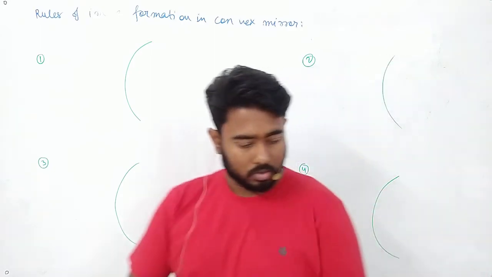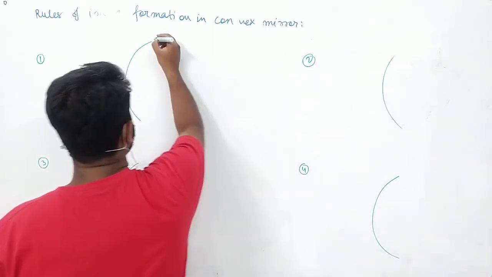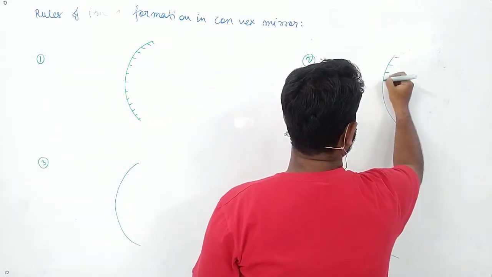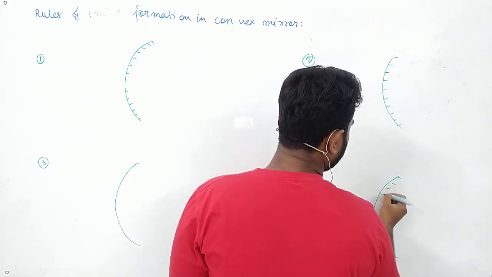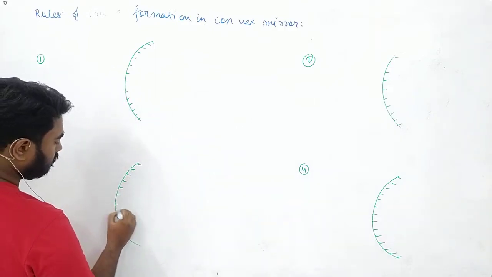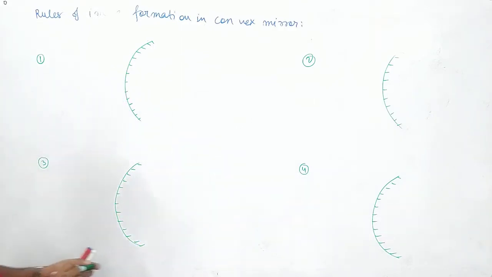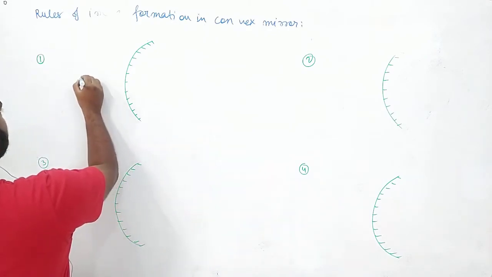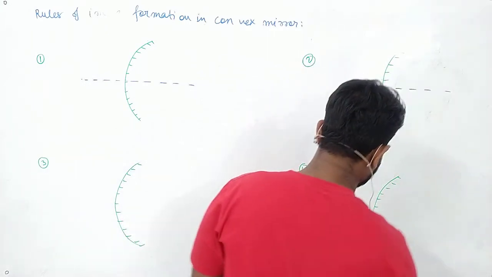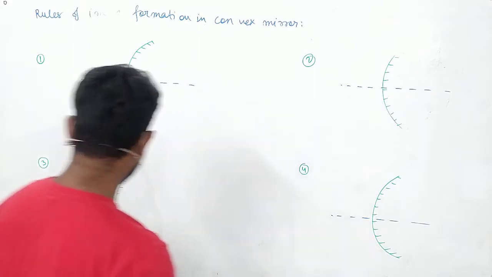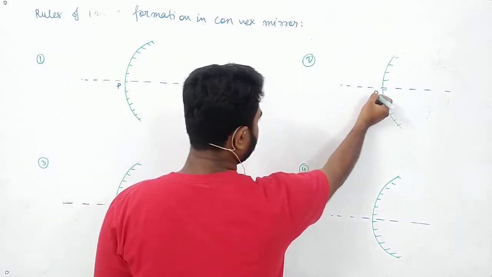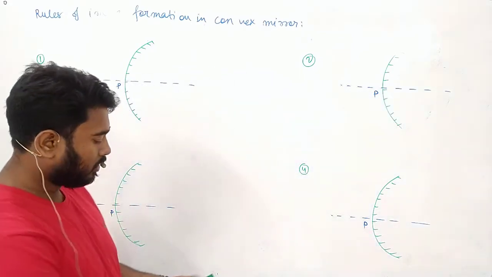Okay, done. So let us draw the principal axis in each case. This is the principal axis. This is pole, this is pole, this is pole, and this is pole. Okay, all of you, look at the board.